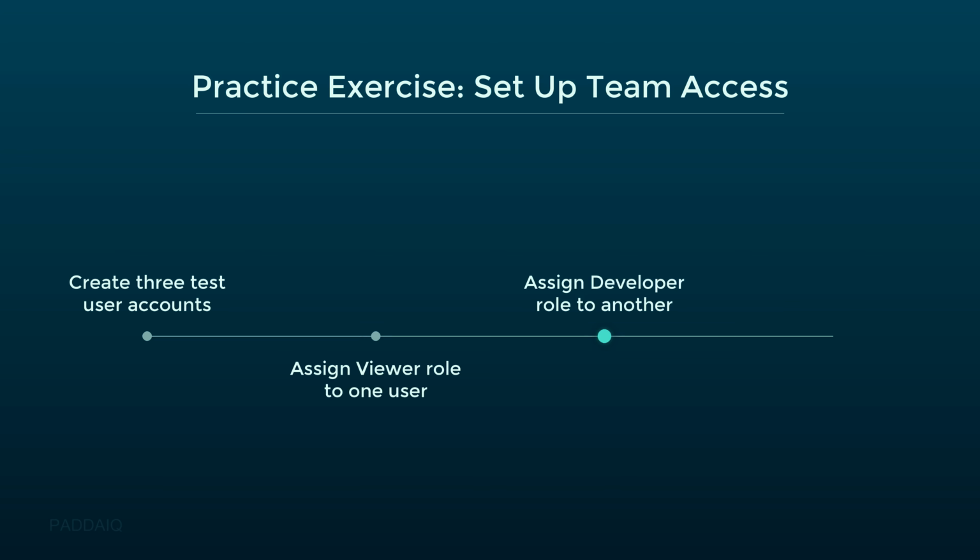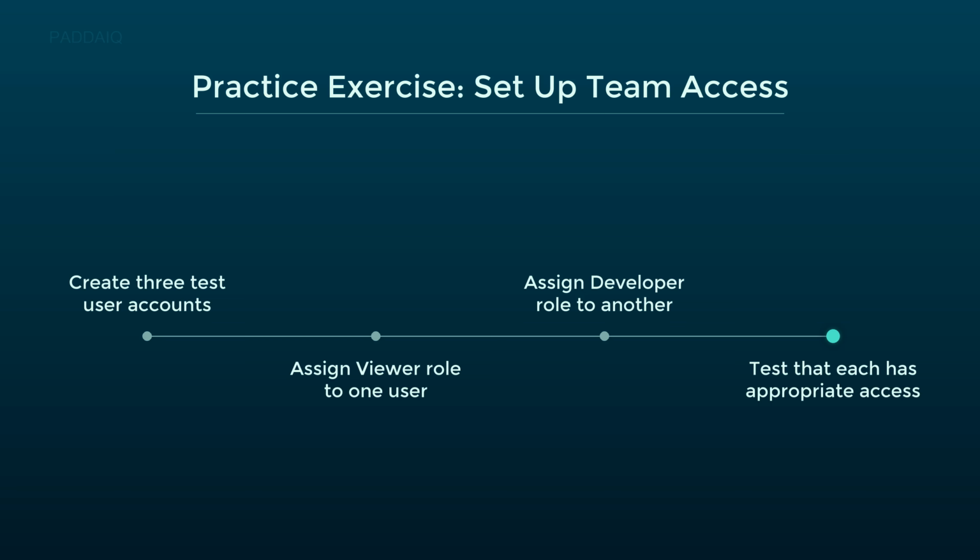Assign developer role to another. This means granting someone permission to build and modify applications on SAP BTP. For instance, if a new team member joins your project, you would give them this role so they can start coding immediately. This ensures your team can collaborate effectively on development tasks.